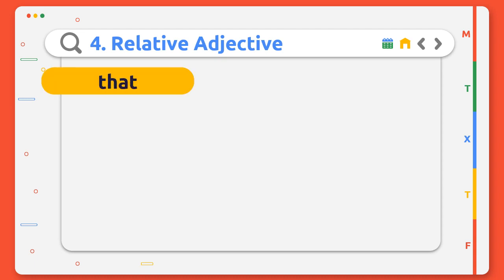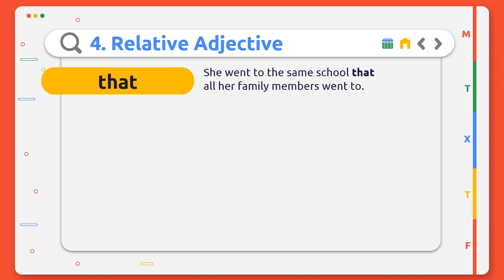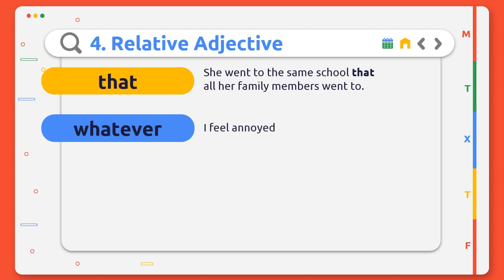Next up, the next category of subordinating conjunction is relative adjective. The examples are as follows. The first subordinating conjunction is "that". She went to the same school that all her family members went to. Next, we have "whatever". I feel annoyed with whatever he is doing.